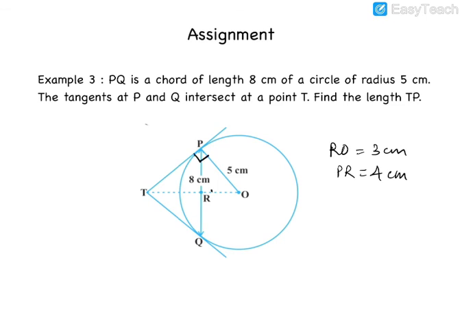we will have to prove triangle POR similar to triangle PTO. That can be shown by using angle-angle criteria. And after we show these two triangles similar, we can equate the ratios of their corresponding sides. So taking the ratio TP upon PO equal to RP upon RO, we can find TP.